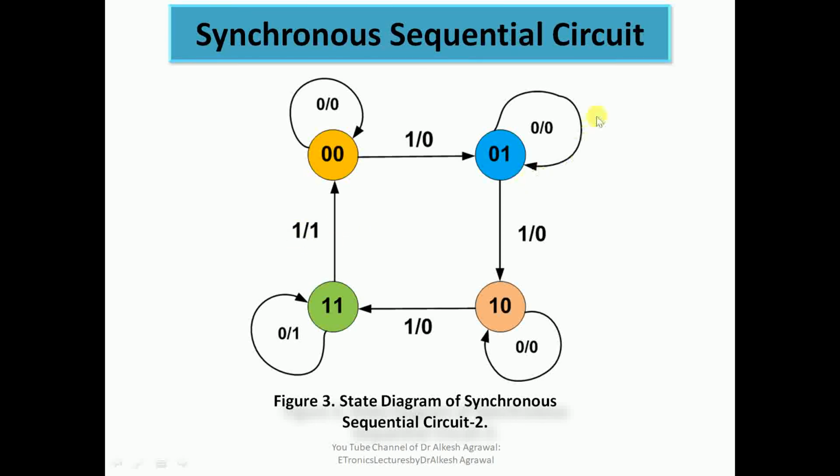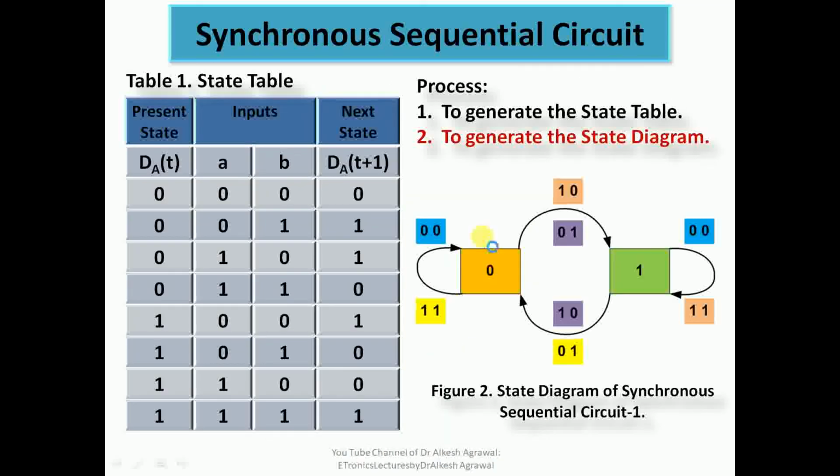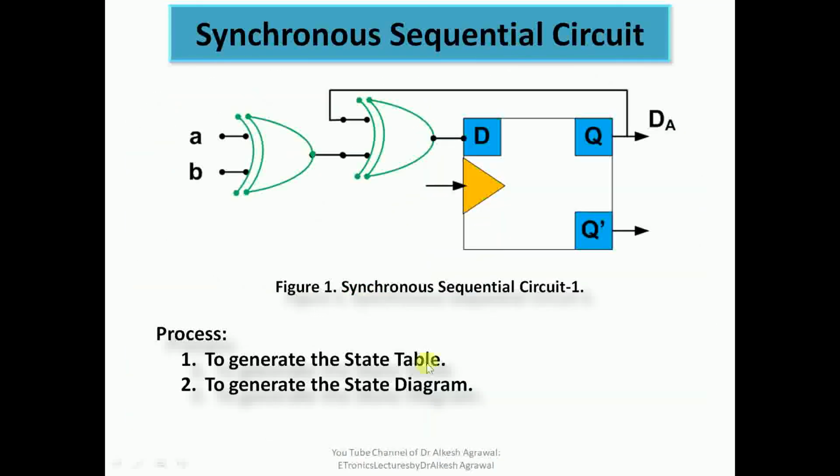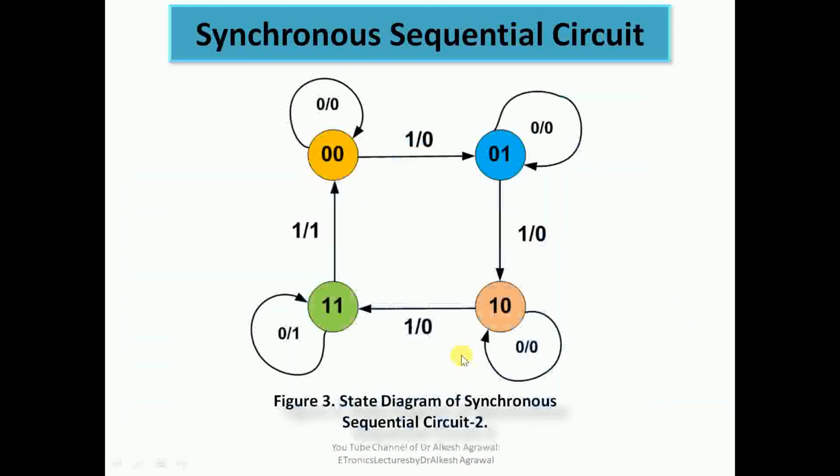And like this, we have generated a state diagram. So this is how we analyze. So you can see we have two processes. We can summarize it. The two processes are we generate a state table and we generate a state diagram. Thank you.